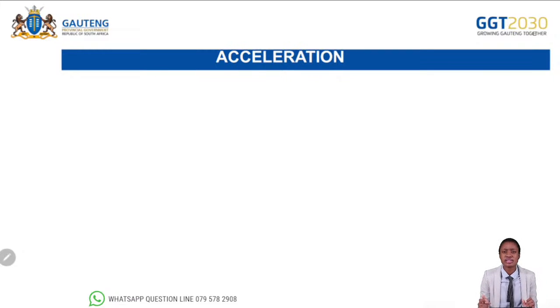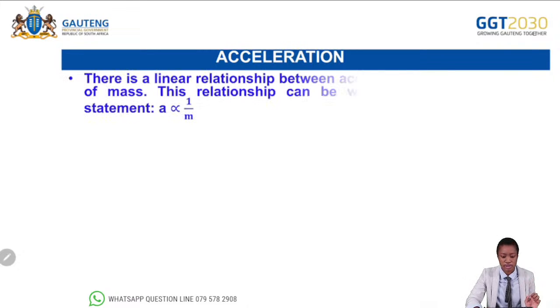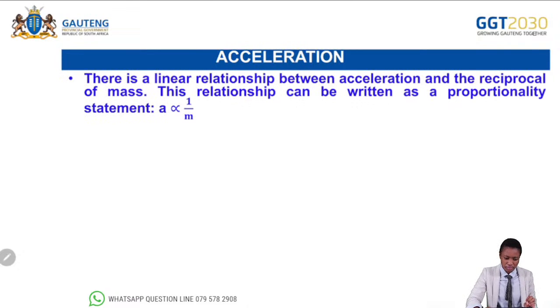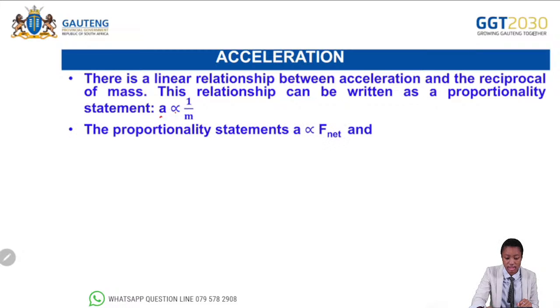And yes, we represent it mathematically by showing the proportionality, saying that acceleration is directly proportional to the net force. So there is a linear relationship between acceleration and the reciprocal of mass. This relationship can be written as a proportionality statement where acceleration is inversely proportional to the mass. You see that?